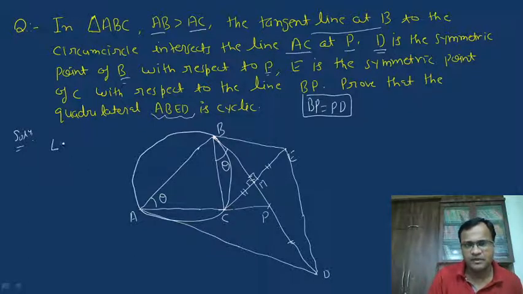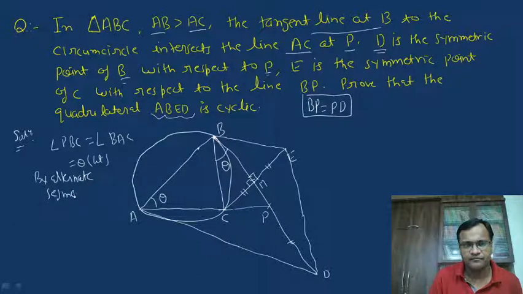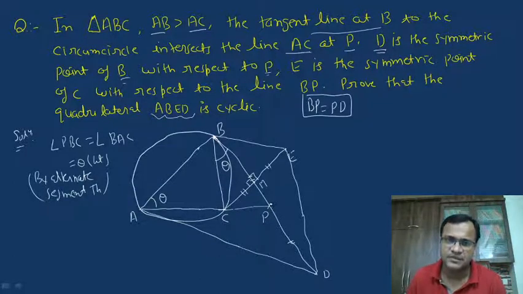Angle PBC equal to angle BAC equals to theta. Suppose that this angle is theta by alternate segment theorem.